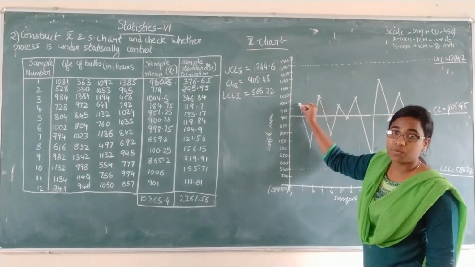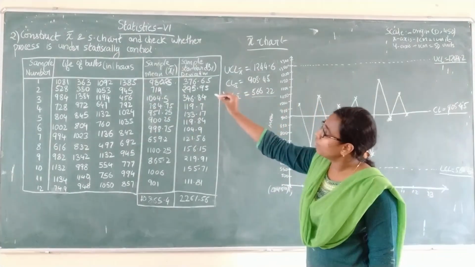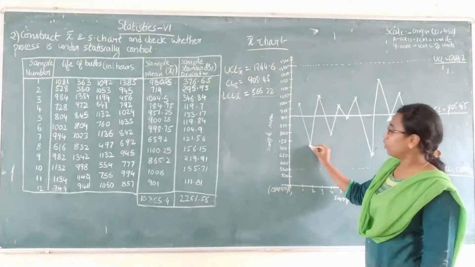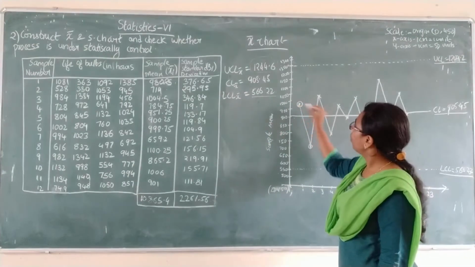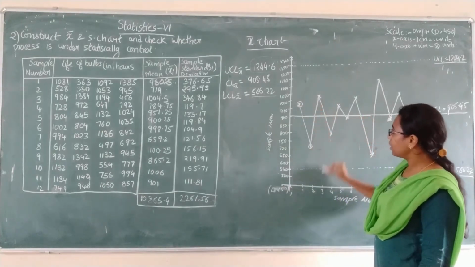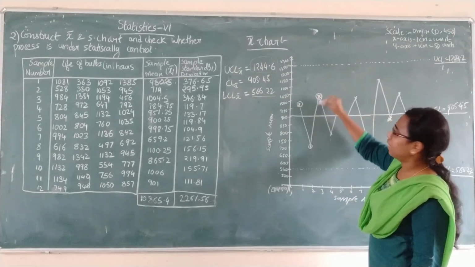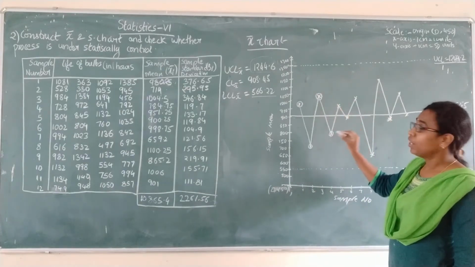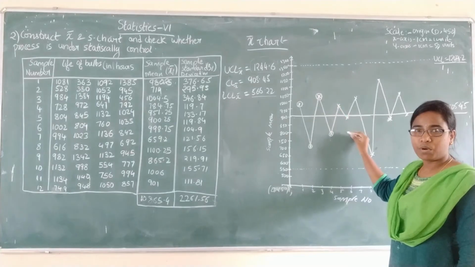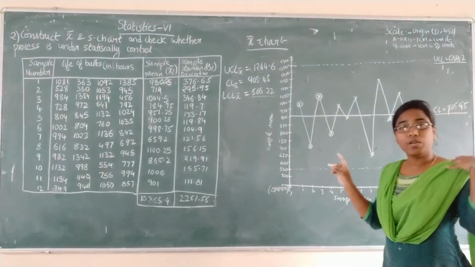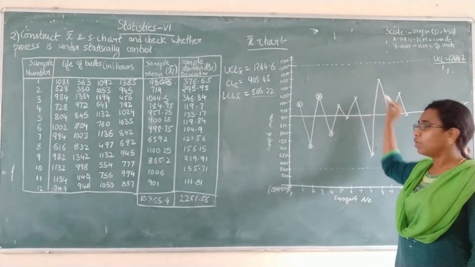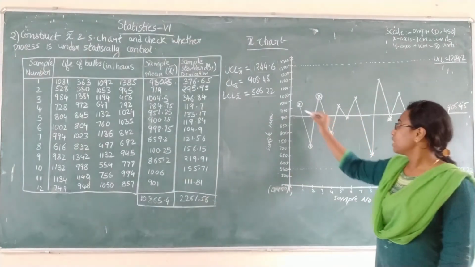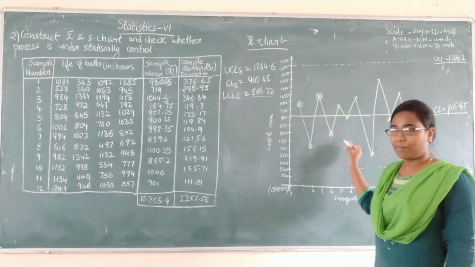You plot the first point. Then for the second sample, the mean is 740. You plot these points and join them. For the third sample, plot the point and join them. For the fourth sample, plot the point and join them. If you keep joining each and every point simultaneously, it will be easy for you. If you put all the points first and then start joining them, you may miss a value. So keep joining the points simultaneously.